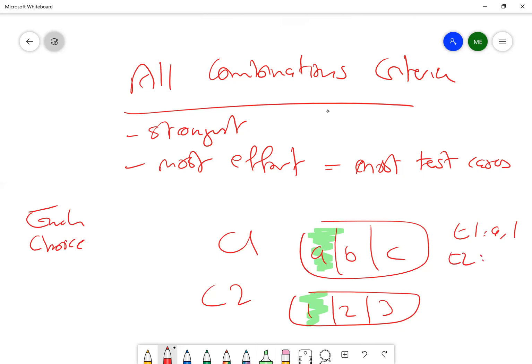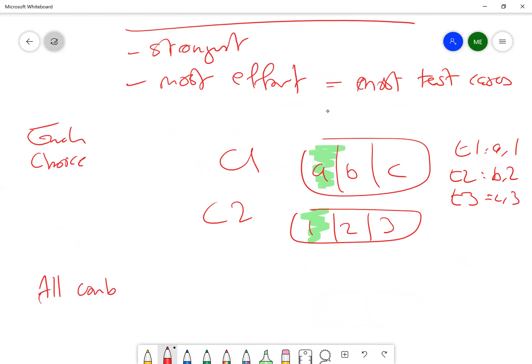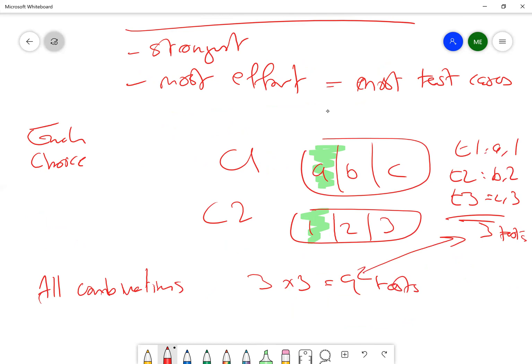How many test cases am I going to have? Can somebody be really quick on this? 3. Yes. Last one, C3. Had I had the all combinations criteria, we know that the number of test cases, this is 3, would have been 9 tests, whereas here it is just 3 tests. So you can see the difference. Now, ignore this.